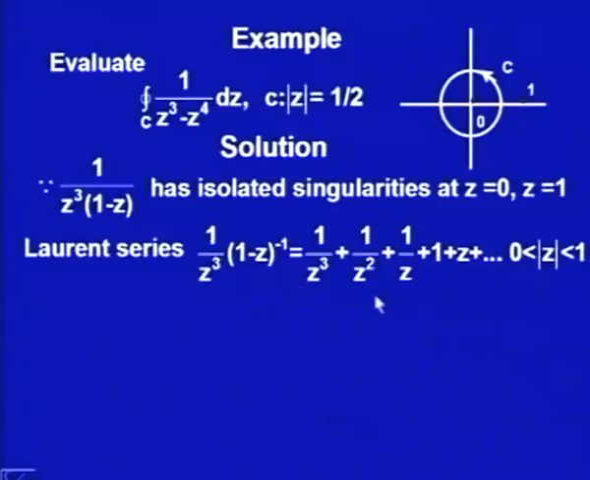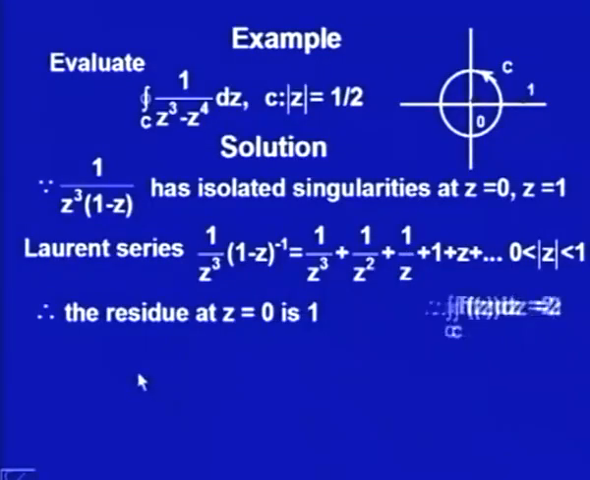If I use this, what will be my residue? The residue is the coefficient of 1 upon z; we want the residue at 0. So the residue at 0 is 1, thus my integral would be 2 pi i. The integral of this would be simply 2 pi i.